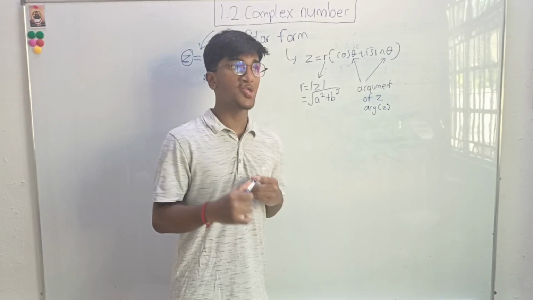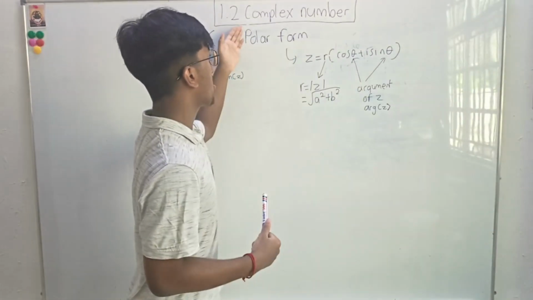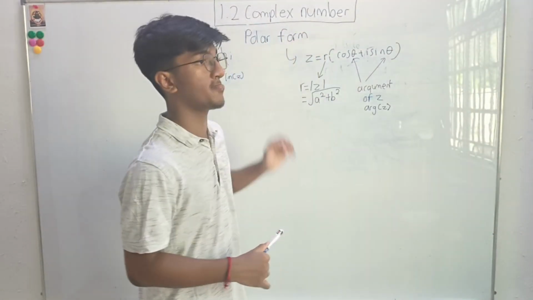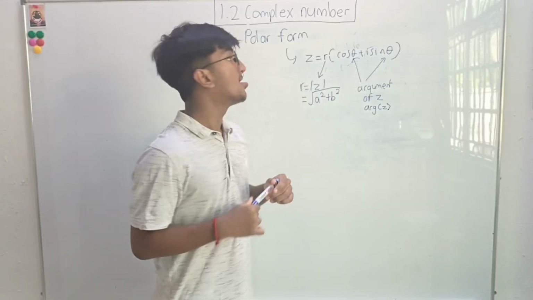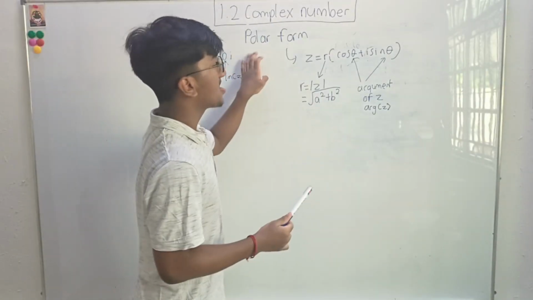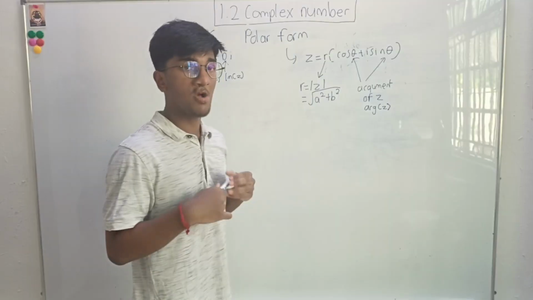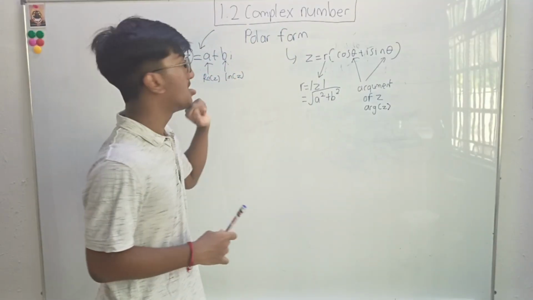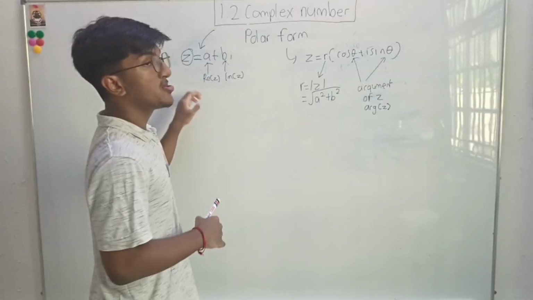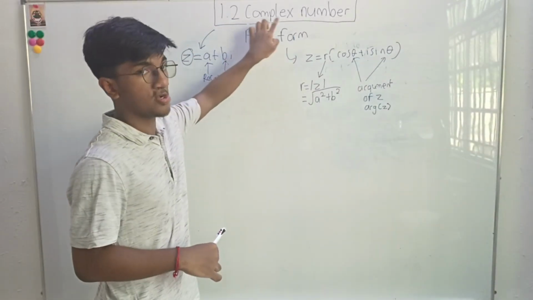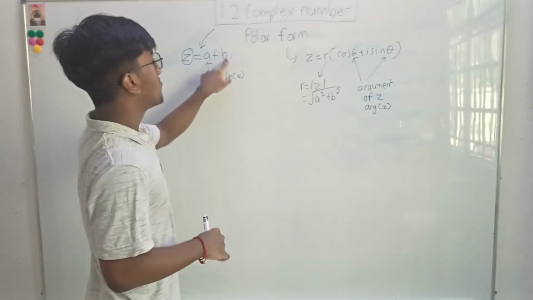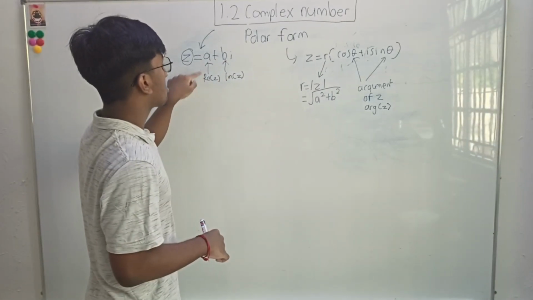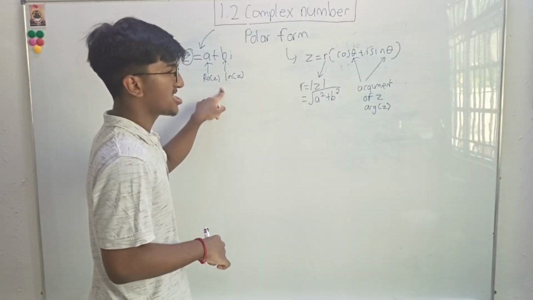Today I'm going to teach you all about subtopic 1.2, complex numbers, from chapter 1 mathematics, specifically regarding polar form. As we all know, a complex number is in the form of a plus bi, where we normally use the letter z to represent a complex number. The a is the real part and b is the imaginary part.